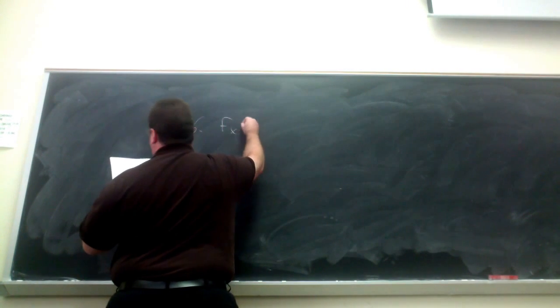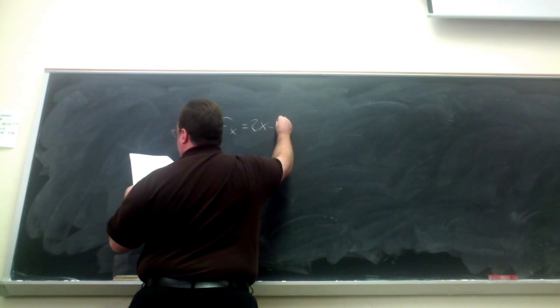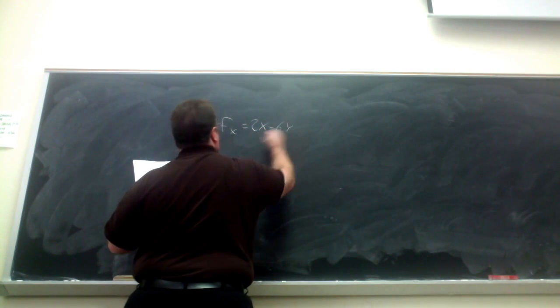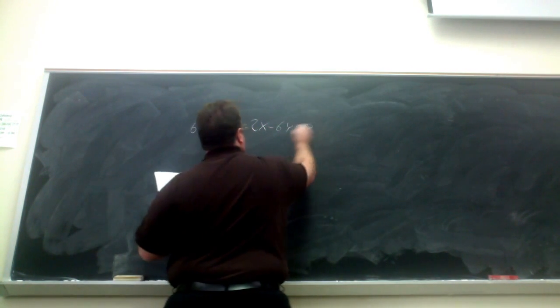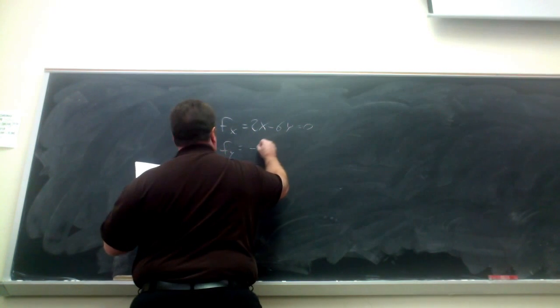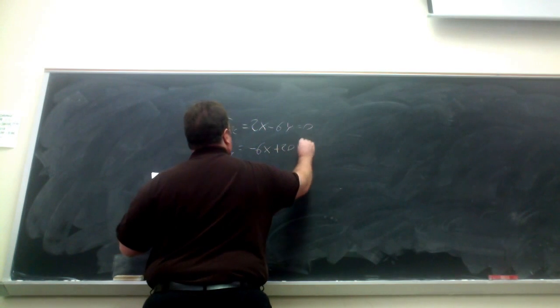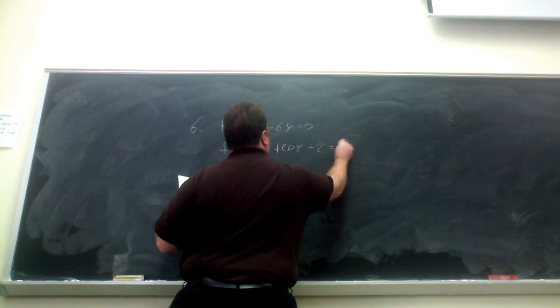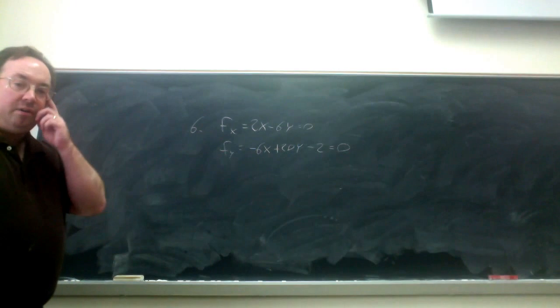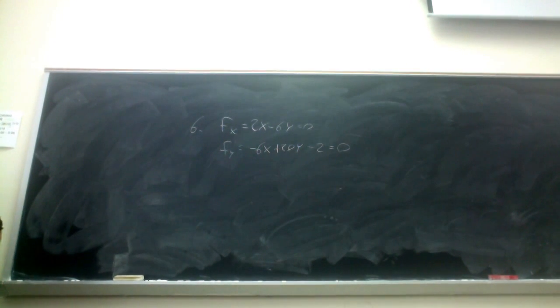Okay, so your fx in this problem was 2x minus 6y, and you set that equal to 0. And your fy is minus 6x plus 20y minus 2. You set that equal to 0. Now, I was a bit alarmed by how many people somehow came up with 4 critical points when there's only 1.